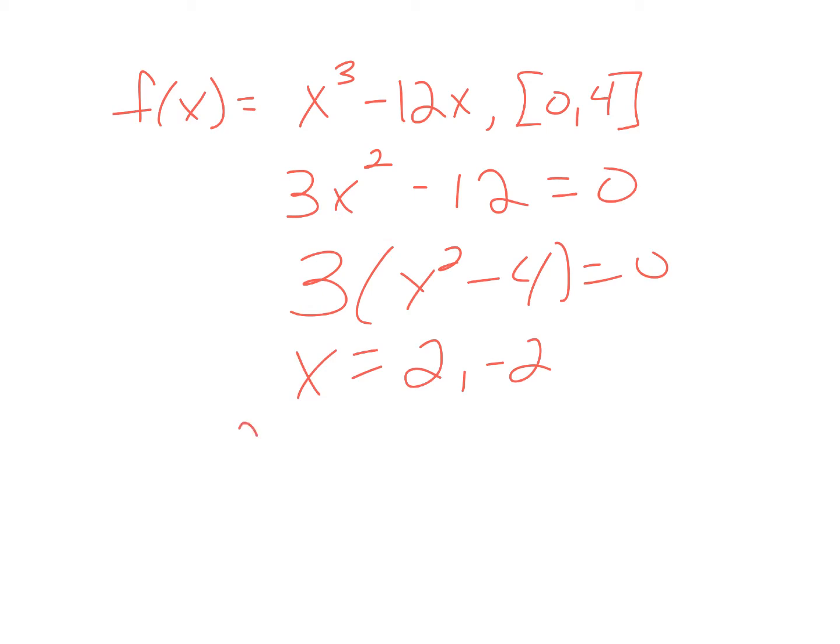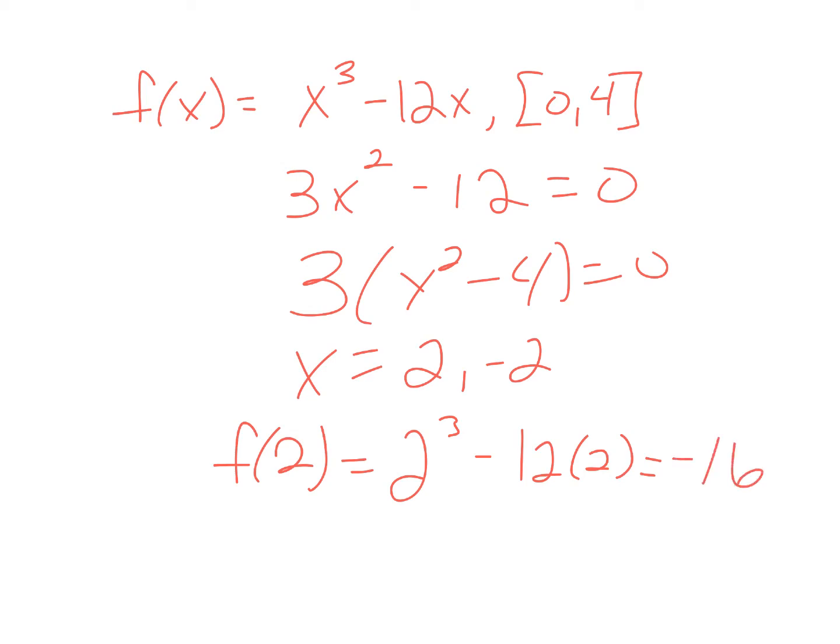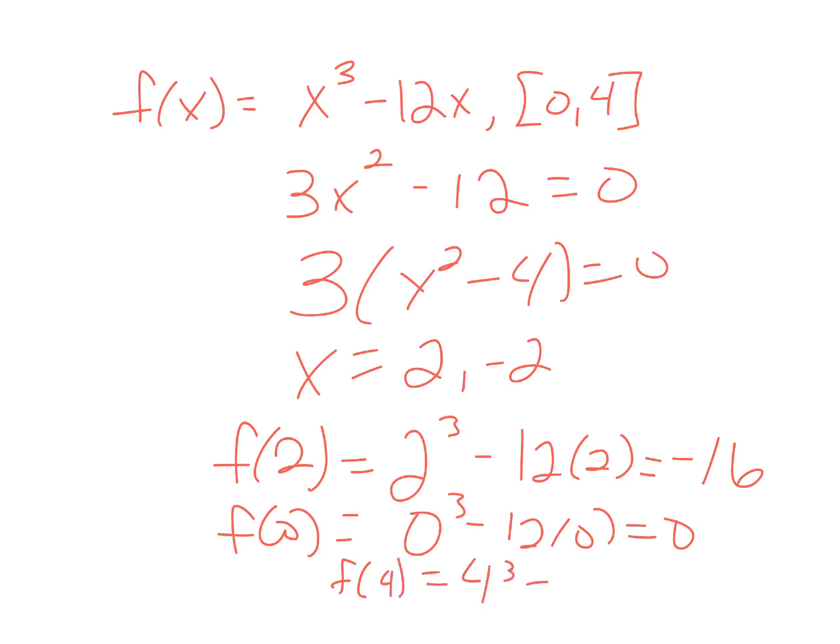So we're going to be evaluating f of 2, which would get us 8 minus 24, which is negative 16. And for the next step, we have to evaluate also the endpoints. So f of 0 is 0 cubed minus 12 times 0, which is 0. And then f of 4, which will get you 16.